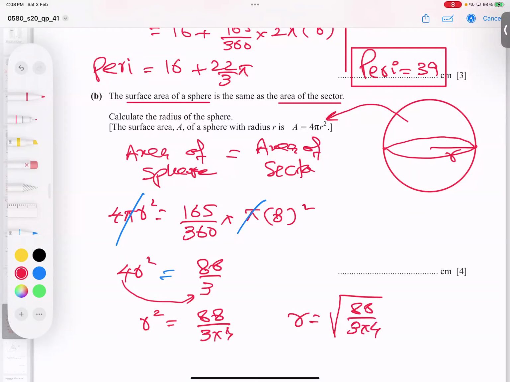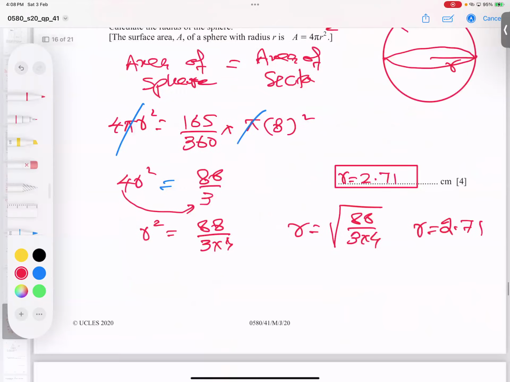So when I do it this way, the answer comes to 2.708. But I need 3SF, so when I round it, I get 2.71. This is my radius, because he was asking the radius of the sphere. So 2.71 centimeter is the radius of the sphere. Alhamdulillah, Rabbil Alameen. I think this point is very, very clear. Let's go for the next part.